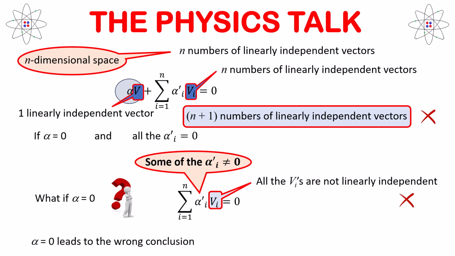Hence, it must be that alpha cannot be equal to 0, or in other words, alpha is not equal to 0. And in this condition, we have already showed that any arbitrary vector v can be expressed as a linear combination of linearly independent vectors.